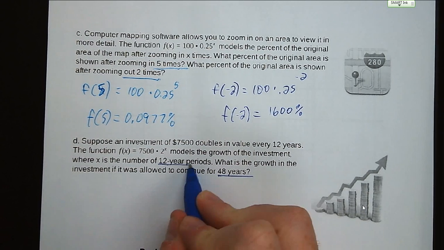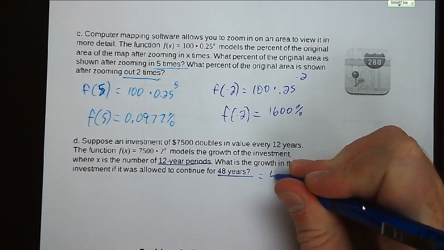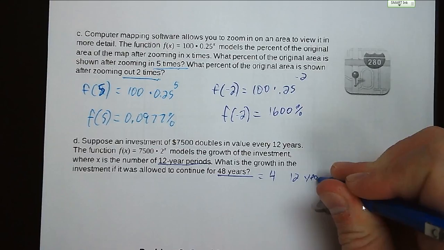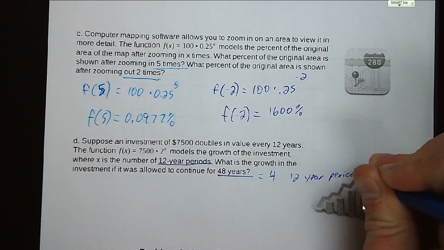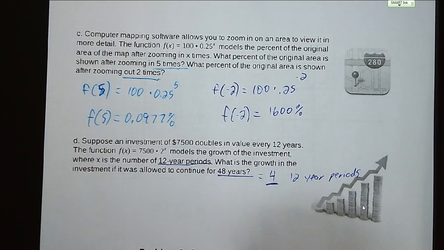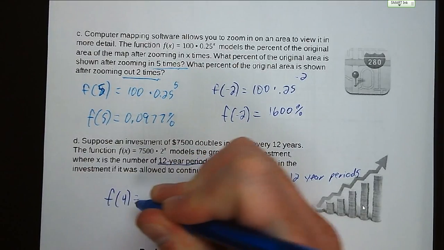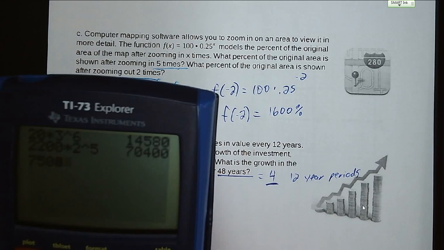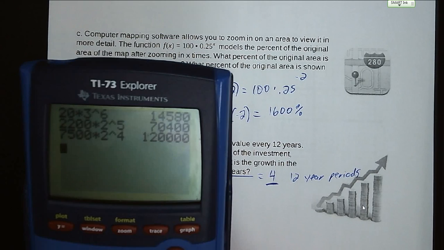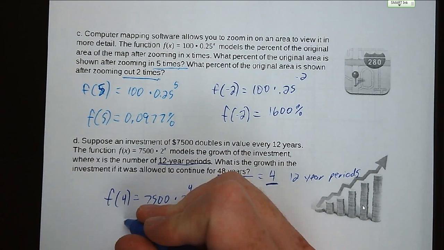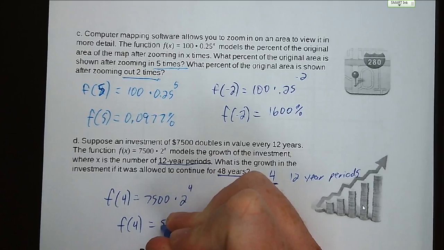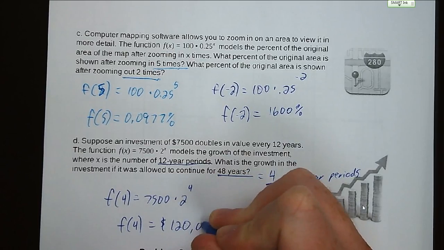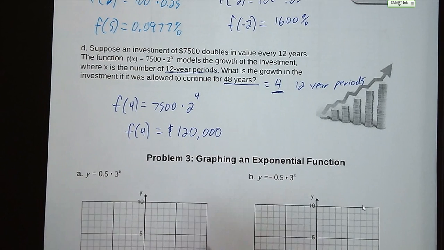Well, 48 years is going to be 4 12-year periods. All right, so that's going to be our number for our variable. So we have f of 4 is equal to 7,500 times 2 to the 4th power, which is 120,000. And we're talking about money, so we do need to make sure we include our units, which are dollars, because we are in the United States. Okay. That would be quite the account to have your money in.